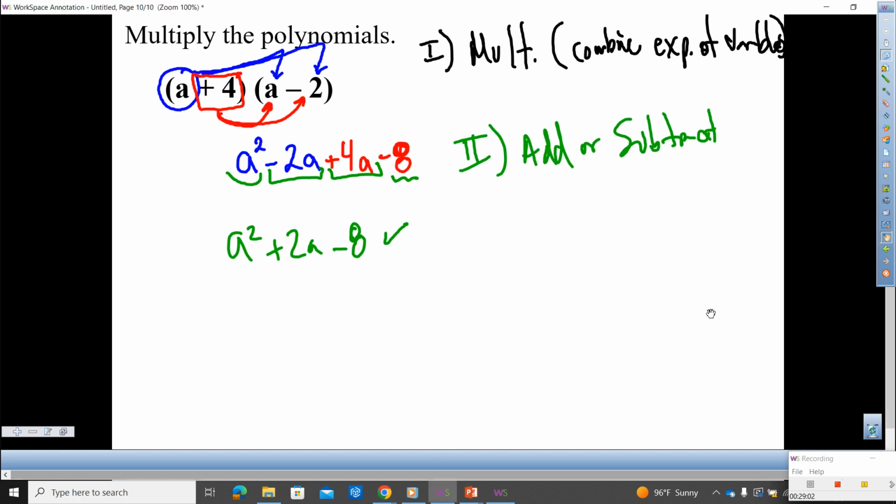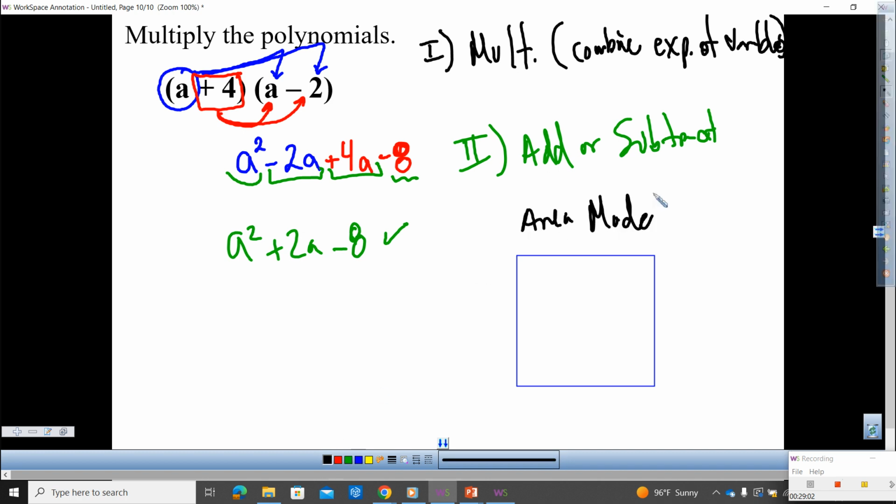So binomial times binomial, and we're using distributive property. But my favorite, here we go. Draw that on the side, please. This is called, once again, the area model. I'm giving you different ways of approaching multiplication because, like I said, I'm not calling some of you disorganized, but maybe you have friends that are. So this is another way of organizing your multiplication. Does that make sense?